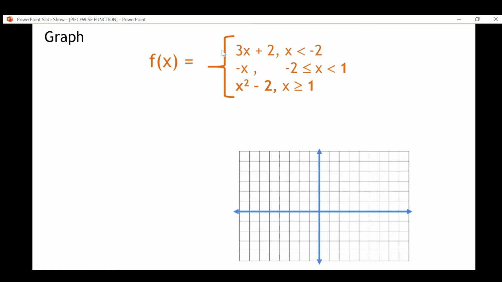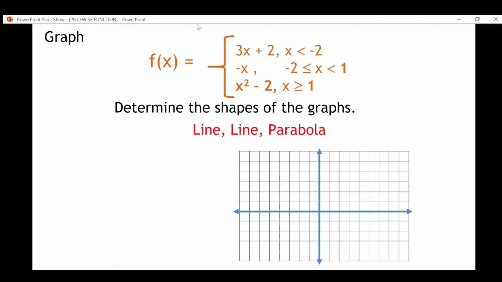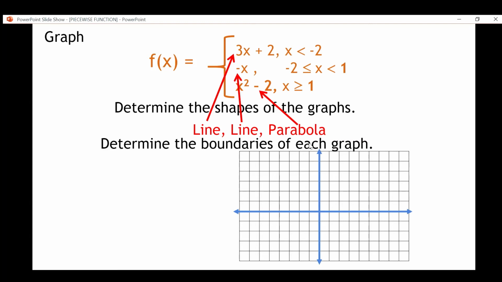Okay, so we have three functions here. So, what's the first step? Determine the shape of the graphs. So, we have three graphs here. We have a line. Ayan, line din. And then, parabola. Okay, next, determine the boundaries of each graph.